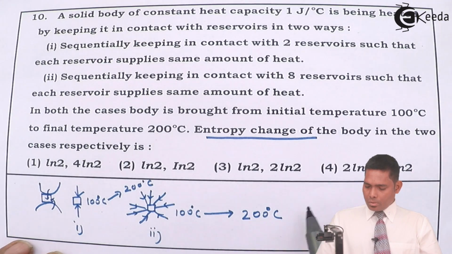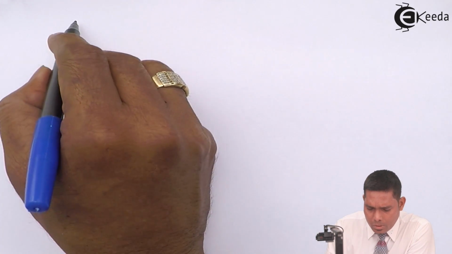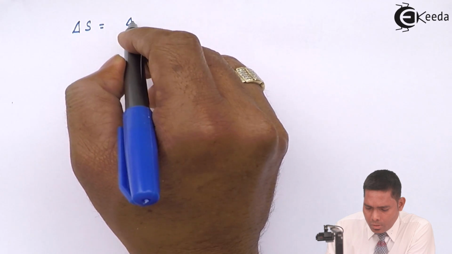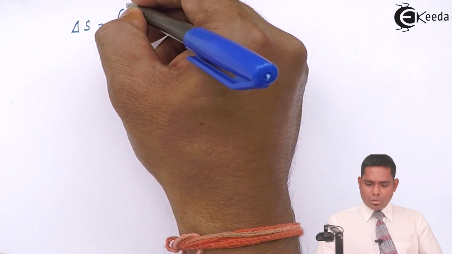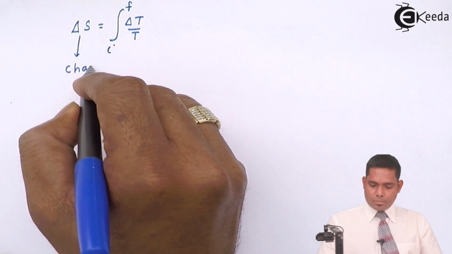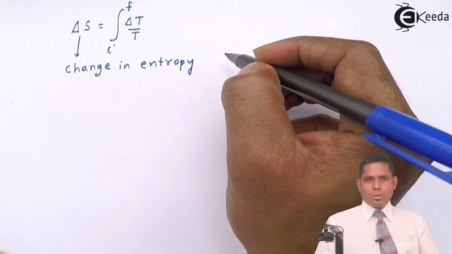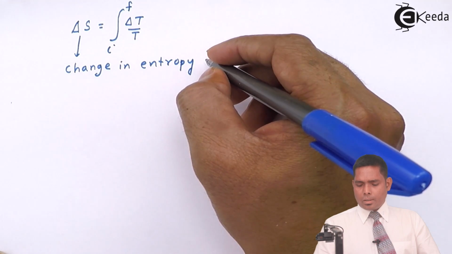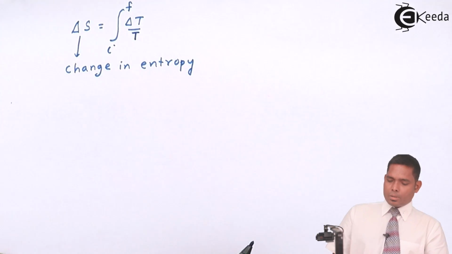If I see the options, let us first solve the question and see what is the change in entropy. The change in entropy is represented by the formula: we know that the change in entropy is the integration of delta T by T from the initial temperature to the final temperature. This is the formula of change in entropy, based on the second law of thermodynamics, where this is a change in temperature and this is the temperature.